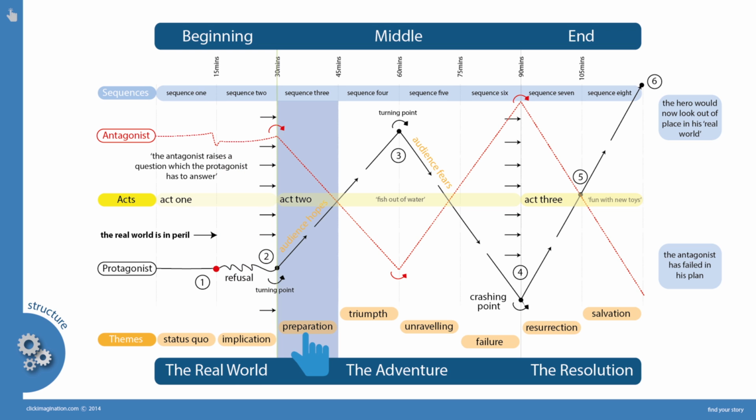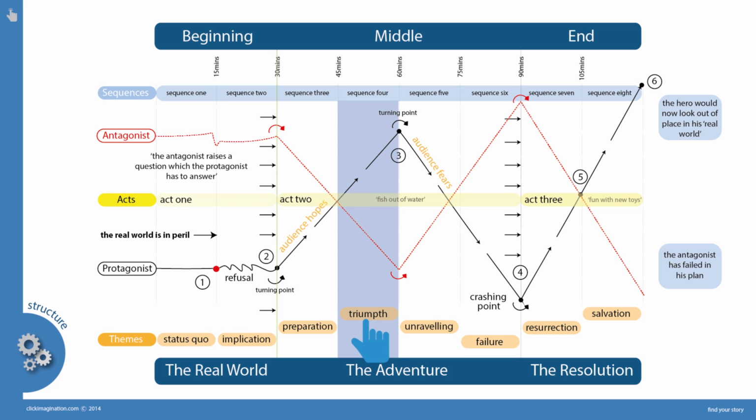Sequence 3 is all about assembling a team, talking through the plan and making preparations. The hero is preparing for the mission. Again, the audience is filled with hope. In Lord of the Rings, this is Frodo meeting his companions at Rivendell, agreeing a plan and getting his sword.